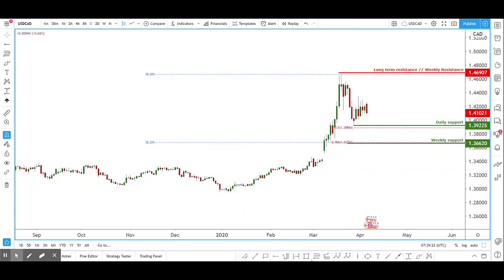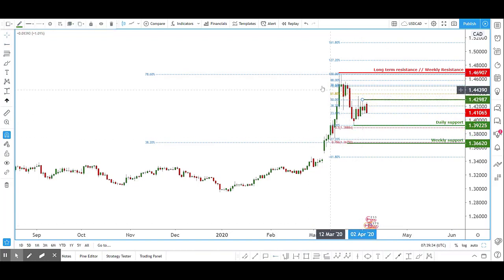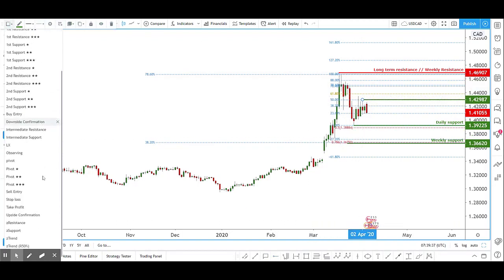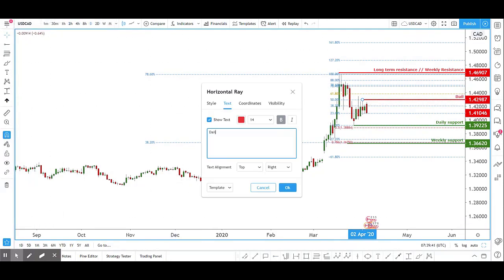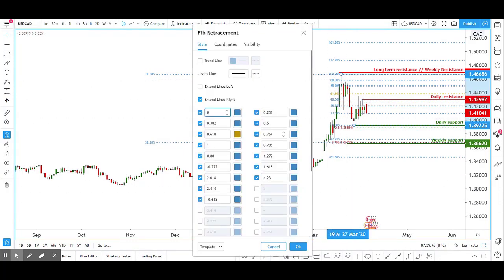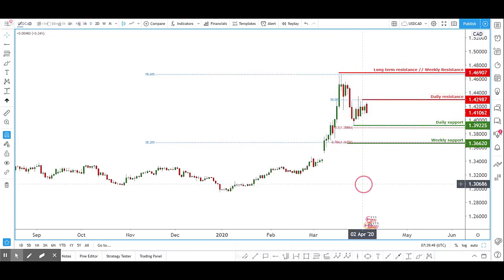Okay, now we're going to find a daily resistance, and I'll take a retracement from the swing high all the way to the swing low. And we see that the 50% level seems like a good retracement level. So let me just put price in at 50%, and let's put this as our daily resistance. So we highlight the 50% level.